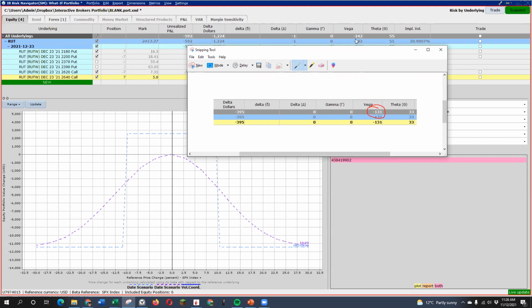131 versus 240. So the trapdoor will handle a volatility spike a lot better than a condor will, because you've got a much lower Vega. And the trade-off is slightly lower theta.